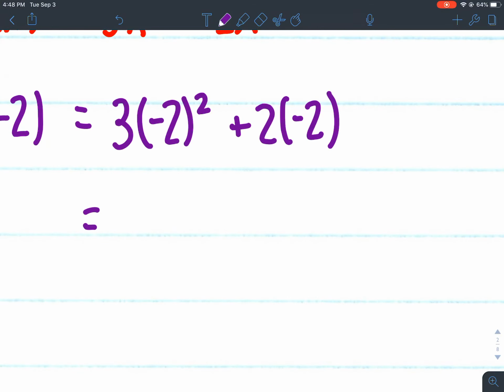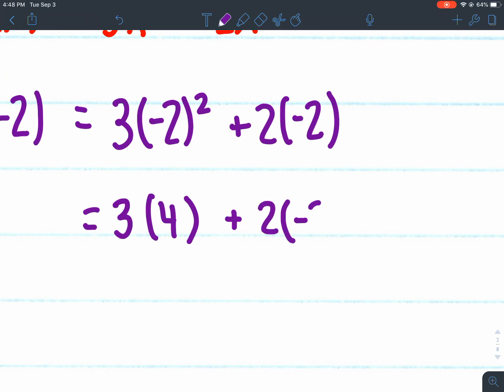PEMDAS says to do what when we're simplifying? We're going to do parentheses first, and if I look at these parentheses right here, there's nothing else I can simplify. It's just -2. The next thing in PEMDAS is exponents. So before I multiply the 3 in, I need to do my exponents. So this is going to be 3 times 4, because -2 squared is positive 4. Okay, so nothing has changed.